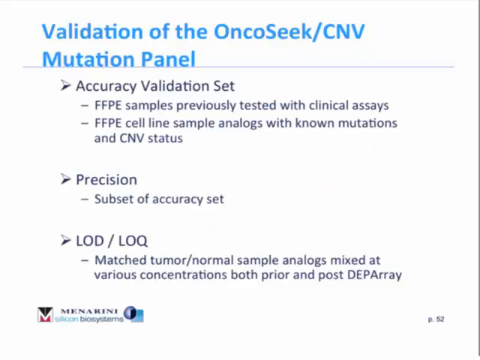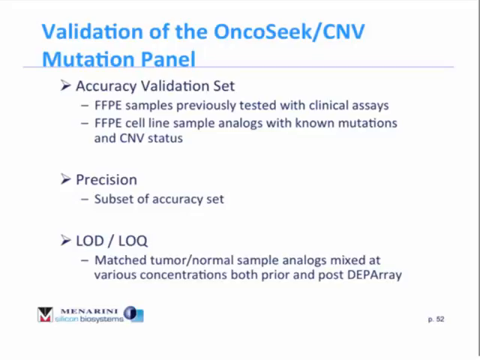So the mutation panel, again, the validation set: we used a validation set from previously tested clinical assay results. We also created some sample analogs using known mutation status. So we created a bunch of FFPE cell line blocks with known mutation status, and mixed cell lines as well to make it a little bit more challenging for the technology.